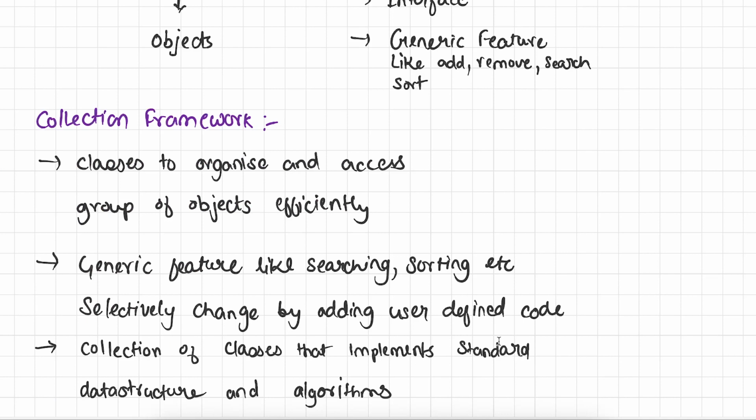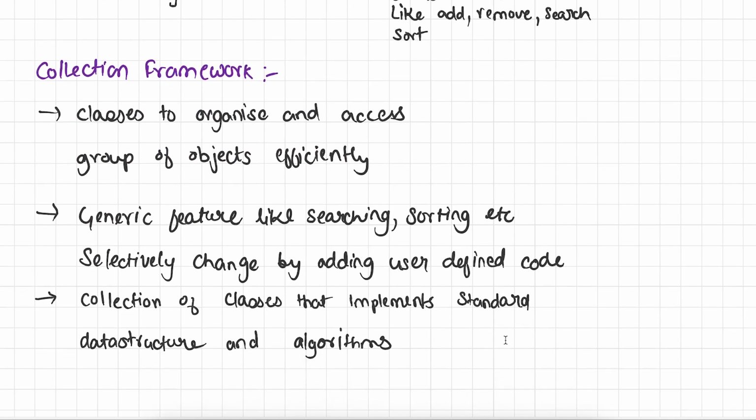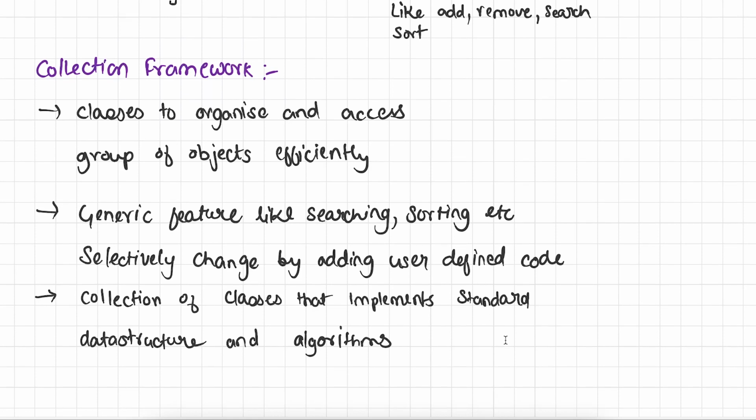Now let's understand the collection framework combined. Basically, the collection framework is nothing but a collection of classes that implement standard data structures and algorithms. For example, standard data structures are like ArrayList, LinkedList, Queue, PriorityQueue, Deque, Map, Set, etc. And when it comes to algorithms, we have a default implementation of binary search for searching, then a default implementation for sorting if we want to sort the data, and so on and so forth.